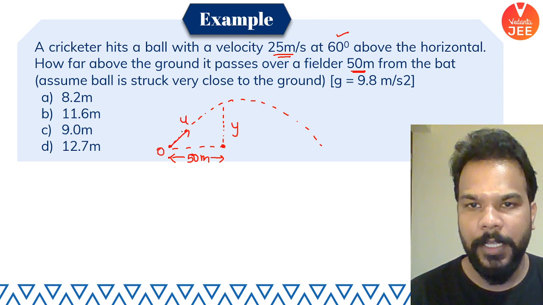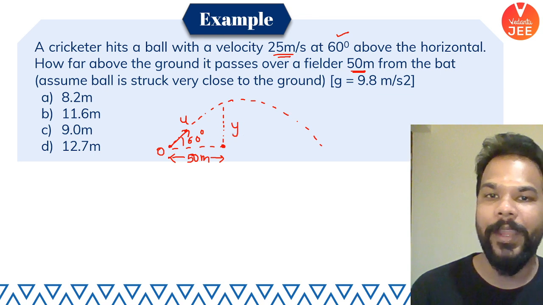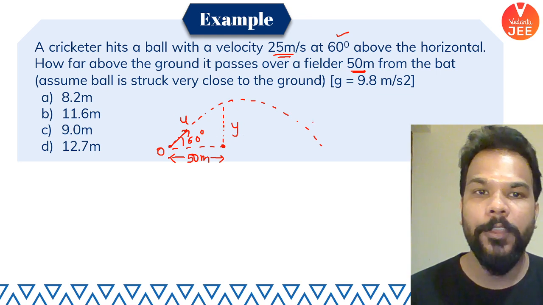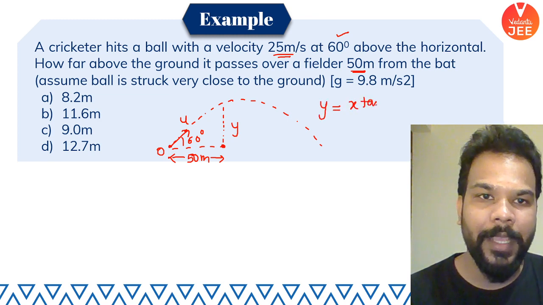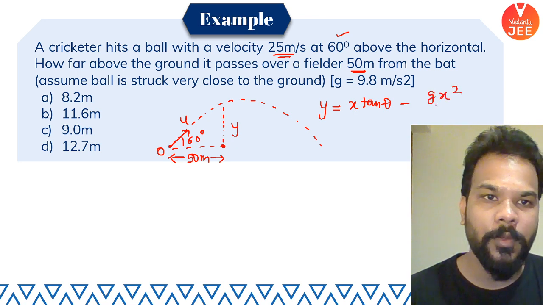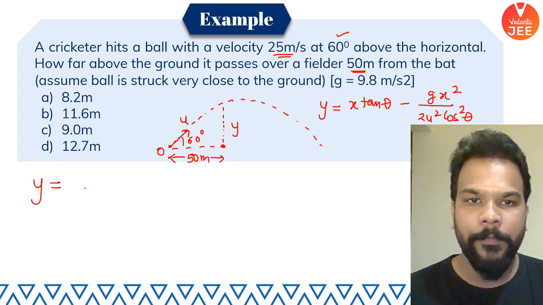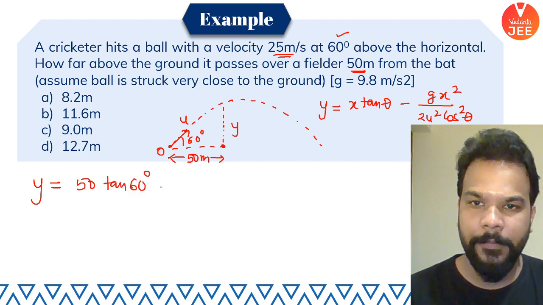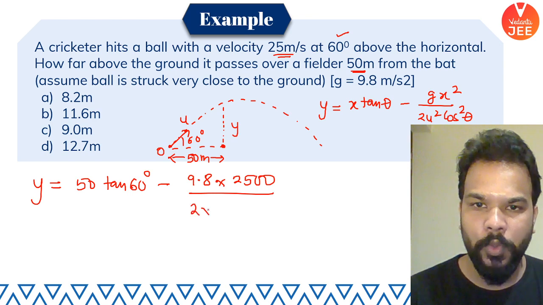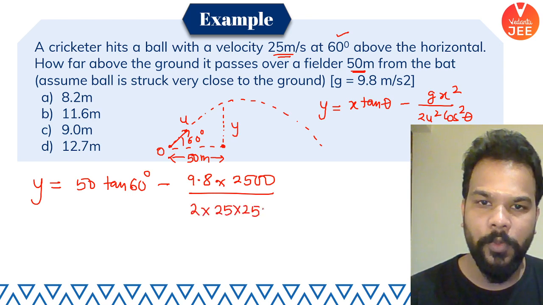and when the initial velocity is given and the angle of projection is given, we have to find out the value of y. So this is where you will use the equation of trajectory. What is the equation of trajectory? y equal to x tan theta minus g x square by 2u square cos square theta. So let's find out y. y is x tan theta, x value is 50, tan 60 degree, minus g, that is 9.8, x square is going to be 50 square, that is 2500, divided by 2 into u square, u is 25, into 25 into cos of 60 degree.